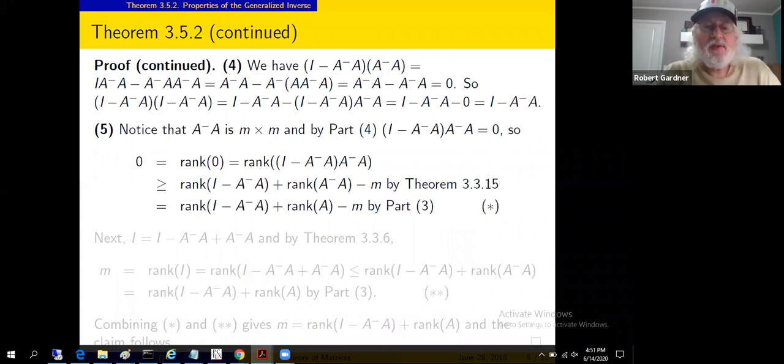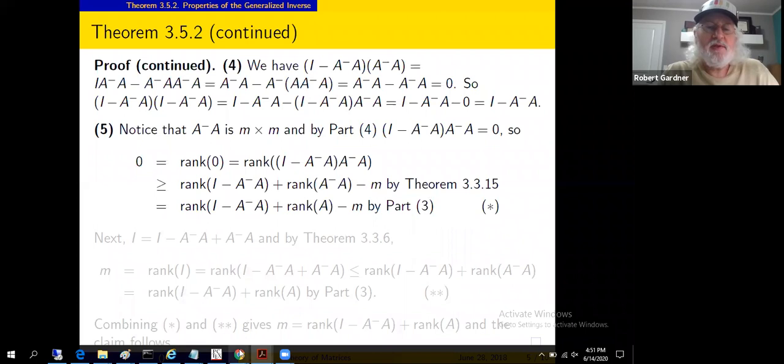This doesn't involve the stuff we're interested in. We're interested in the rank of A, but we saw in part 3 that the rank of the generalized inverse of A times A is the rank of A. So we can make that substitution. So we're getting closer. All right. Our claim was, let's look at the claim one more time and see what we've got.